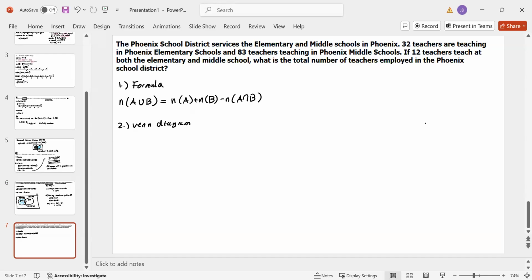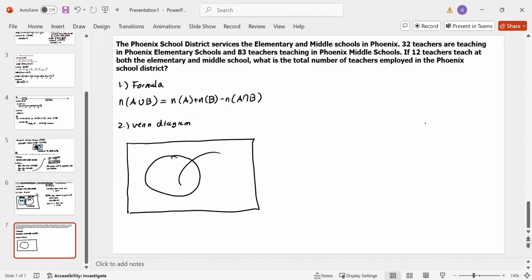Another thing the Venn diagram helps you do is it also just helps you label things. That way, when you're drawing it, you know what is what. So this will be elementary, and this will be middle. I am told that elementary has 32, so this big circle is 32. I'll just write that elementary. And then this is middle, and middle school is 83. And if 12 teachers teach at the school district, that at both, I have 12, right?